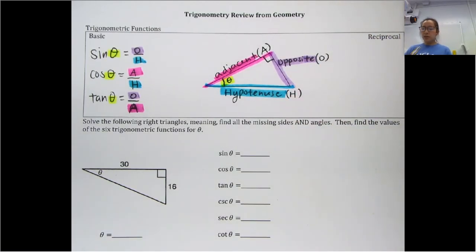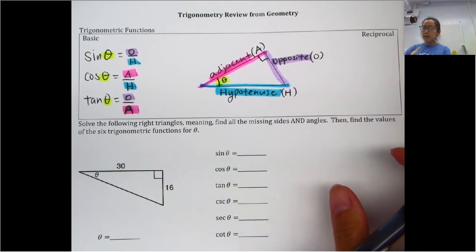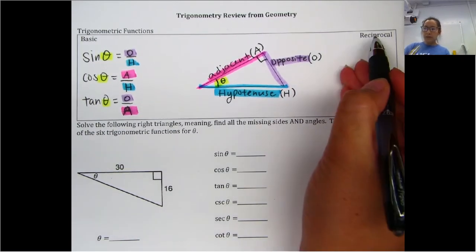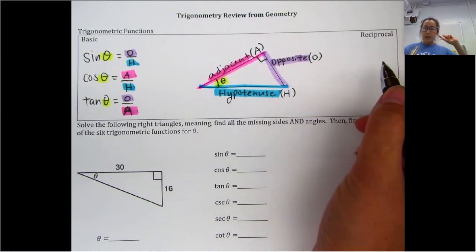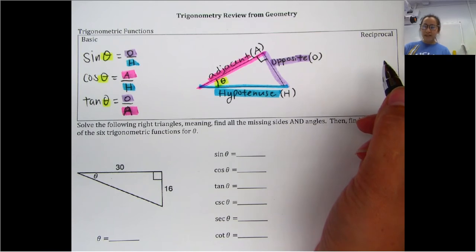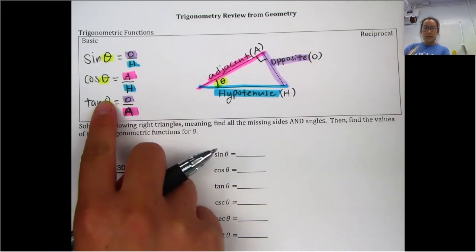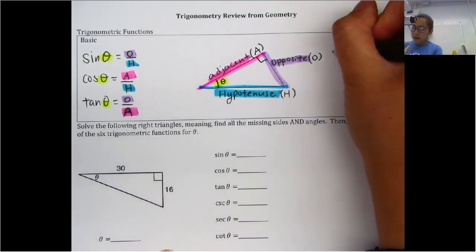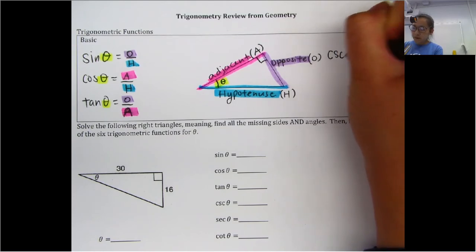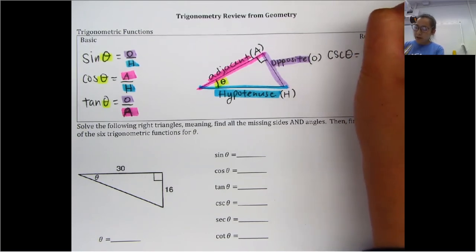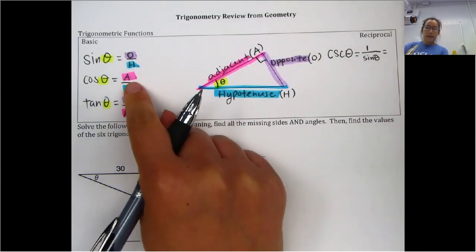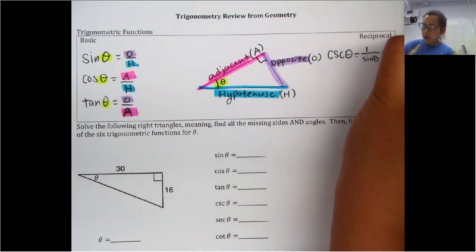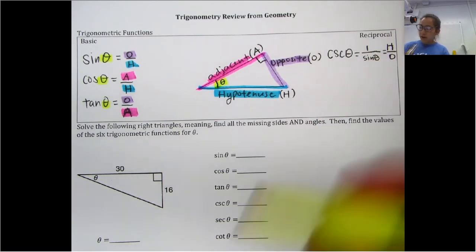This brings us to the reciprocal trig functions. There are three of these. Reciprocal, if you remember from elementary school, is basically the flipping of the original. You have a flip of each of these, and that takes us to our reciprocal functions. There's cosecant of theta, which is equal to 1 over sine of theta. The flip of sine is going to be H over O. Again, we're going to highlight accordingly.